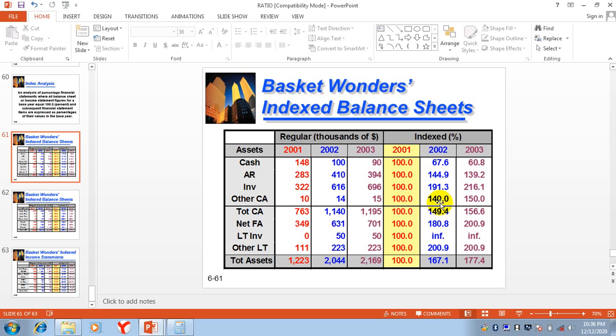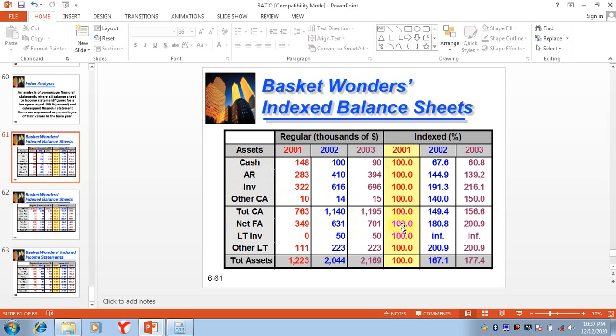Other current assets, so there is increase in other current assets, means a lot of things are coming, like prepayments and other things. So there is increase in these things. Total current assets, so total current assets are increasing. This increase is because of increase in account receivable and increase in inventory. So because of these two items, there is increase in total current assets.